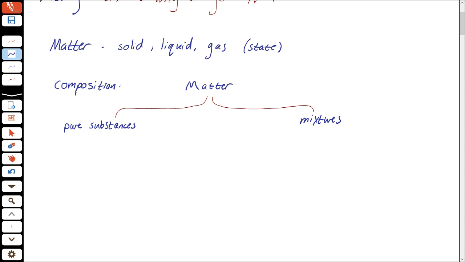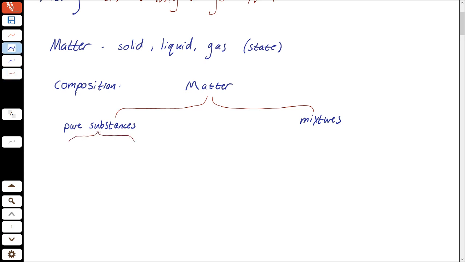Okay, so we can then break it down one step further, and this is where it can get a little bit trickier, because when we think of pure substances, we have to define what that means, and we'll talk about that in a second, because there are actually two different categories of pure substances. There are elements and compounds. And it may help if we look at some examples.